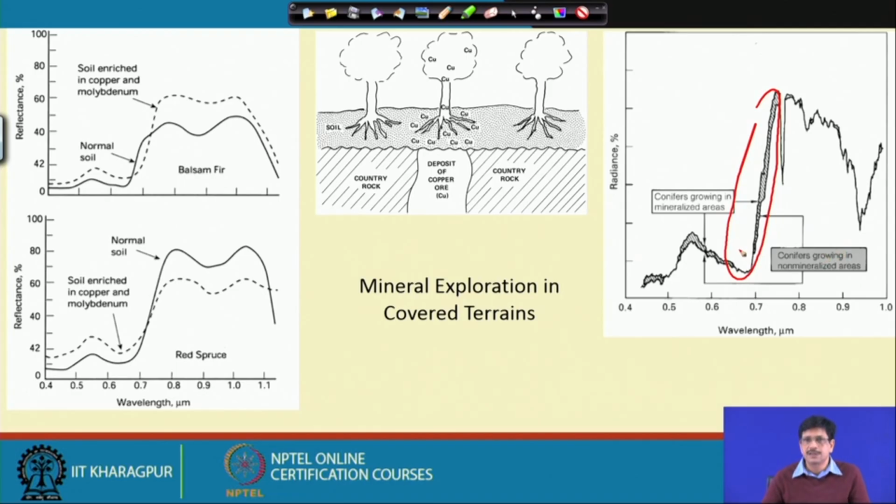So, even such very minute changes in the position of the red edge could be detectable, and they are detectable by a very involved and sophisticated analysis of the spectral data that we acquire from the satellite imageries, and so they can be of very good use for mineral exploration.